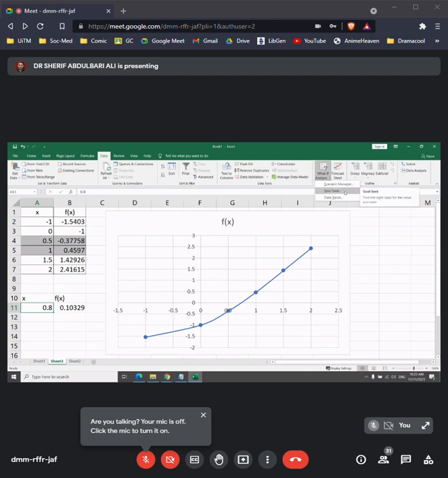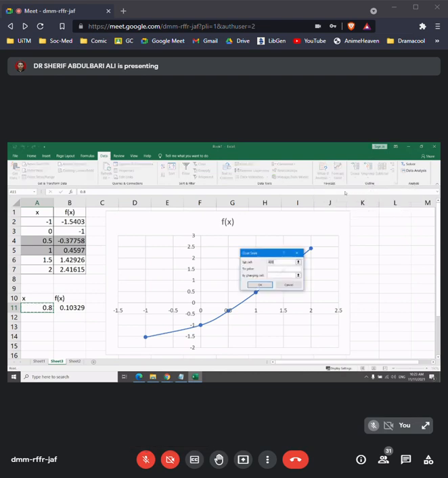Click on goal-seek function. When you open the goal-seek function, it has 3 parameters to be filled. The first one is set the cell, which is the function cell. In my case, my function cell is B11. So set the function, which is this one, B11.